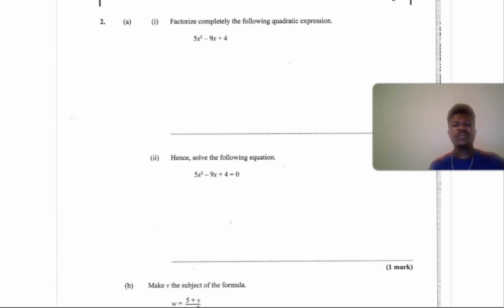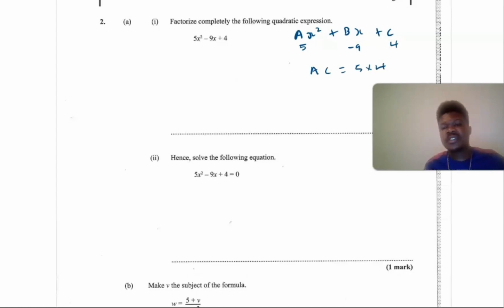So next question. This one says, factorize completely the following quadratic expression. Now when it's factorizing the quadratic expression, we can use the AC method. We know that a quadratic expression is of the form ax squared plus bx plus c. We can use several methods to factorize it, but we're going to use the AC method here, where we multiply a and c. So in this case, a would be 5, b would be -9, c would be 4. So a times c, ac, is going to be 5 times 4, which is 20.